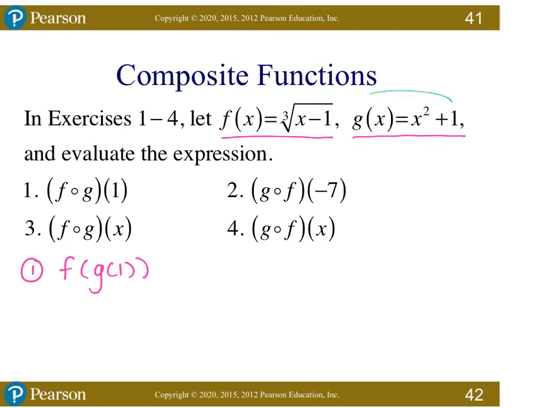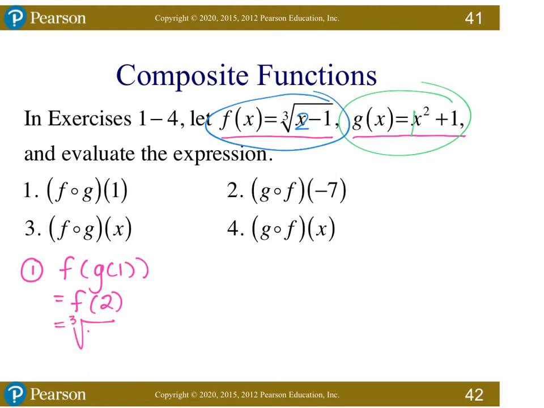So take a look at g. I plug 1 into the function, so I'm going to plug in 1 squared plus 1, that's going to give me 2. So this problem becomes now f of 2. Then I'm going to take 2 and plug it into the f function this time, putting 2 in place of x, and so I'm going to get the cube root of 2 minus 1, which is the cube root of 1, which is 1. And so the answer to number 1, f of g of 1, is 1.